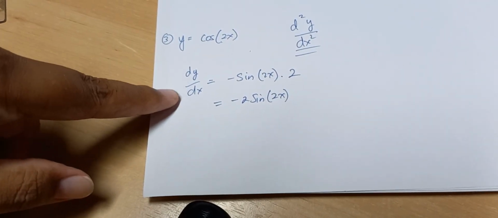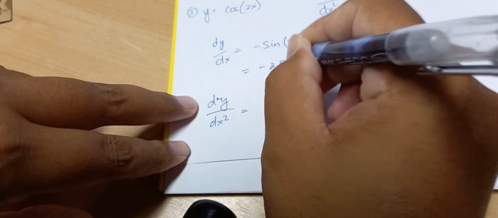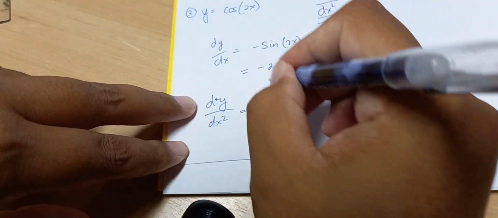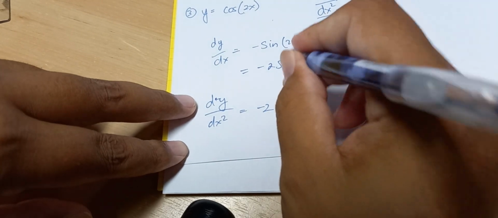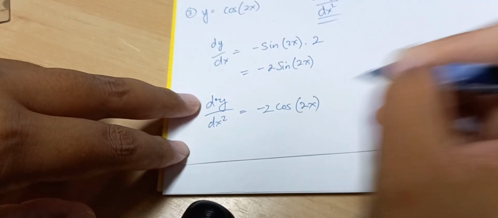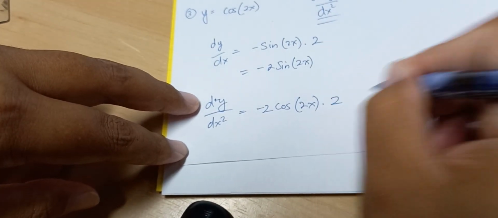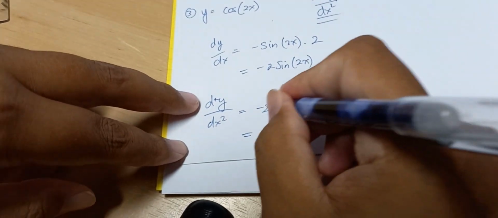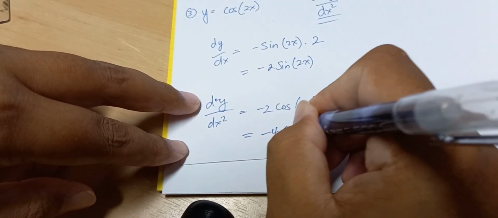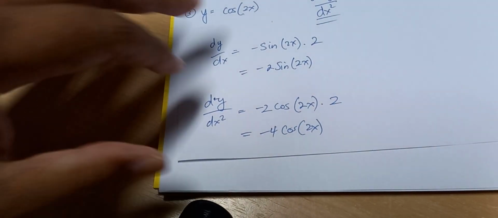That's the first derivative, but we need the second derivative, so we need to derive once more. We derive again, d squared y over dx squared. The negative 2 stays there. Derive sine, we get positive cos, so that will be cos of 2x. Multiply by the derivative of 2x, which is 2. Clean up, negative 2 times 2, you get negative 4 cos of 2x. And that's your second derivative.